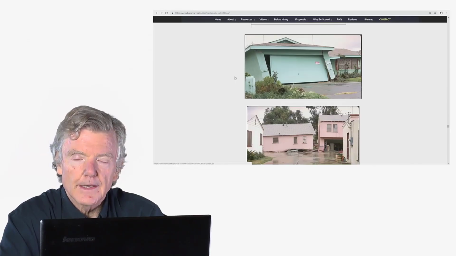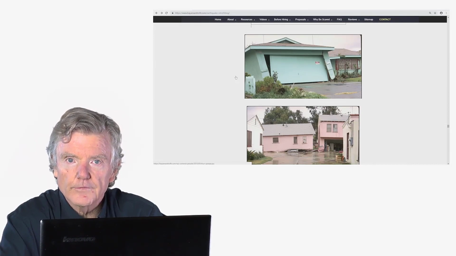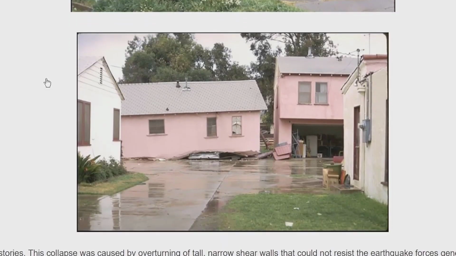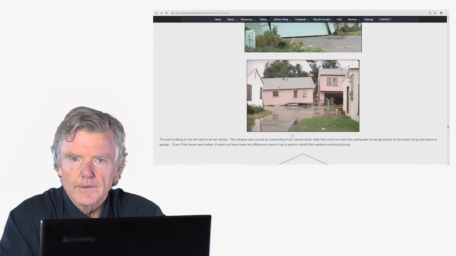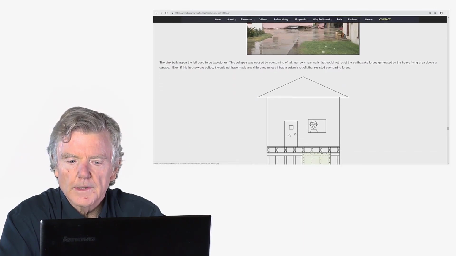We need to prevent that from happening. If we don't prevent that from happening, the cripple wall will fail. So here's another example of that. You can see here how there was a garage underneath this. You can see the cars right there. And you can see how this exact same thing happened. There was an overturning problem of the walls on either side of the garage door opening.